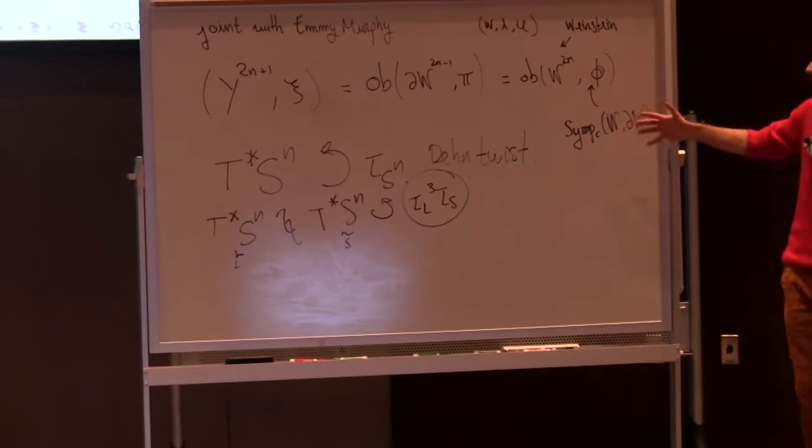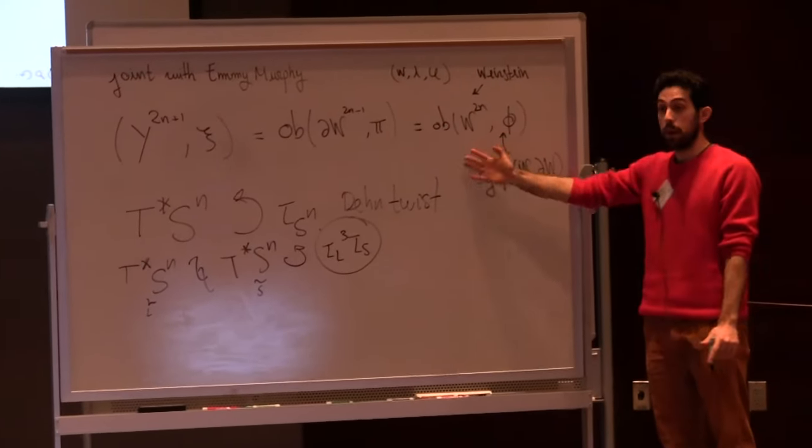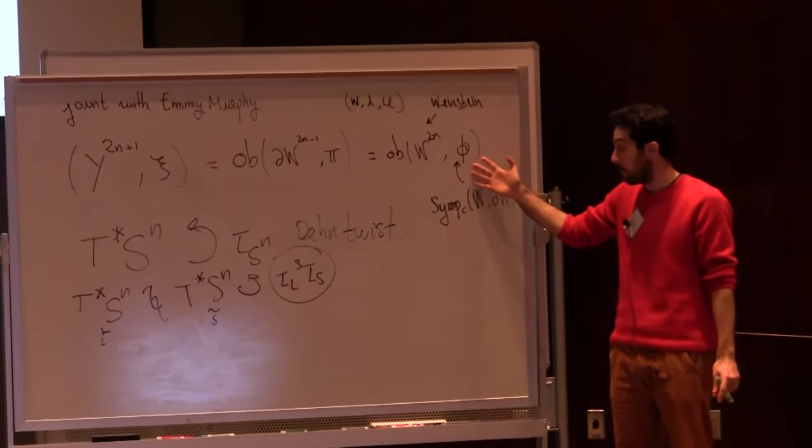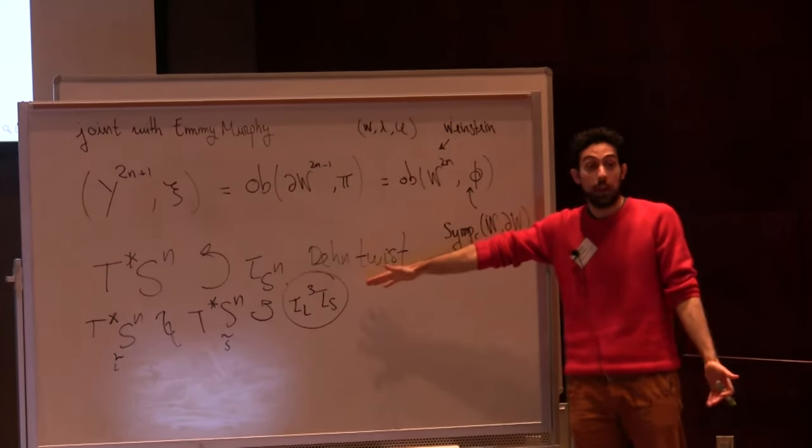Essentially, all this is saying is that whenever you have a contact manifold, you can reduce it to the study of Weinstein manifolds and symplectomorphisms of them. And then, because we don't know better, let's restrict to studying Dehn twists.